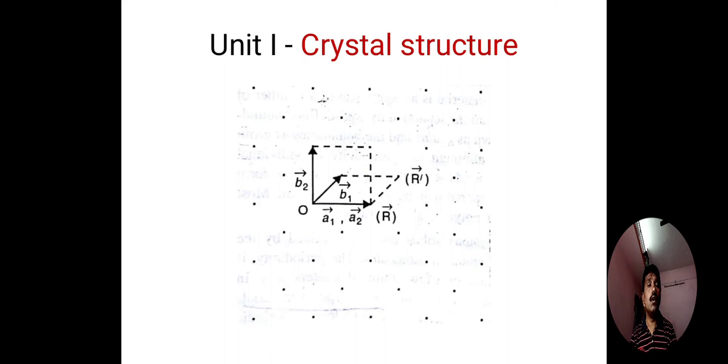Both r and r dash have identical surroundings. If I look at the crystal from this side, R will look similar. If I go to the back side, R dash will have the same view, and that is why R and R dash are called identical surrounding points. This structure we will also see in detail in the next part.